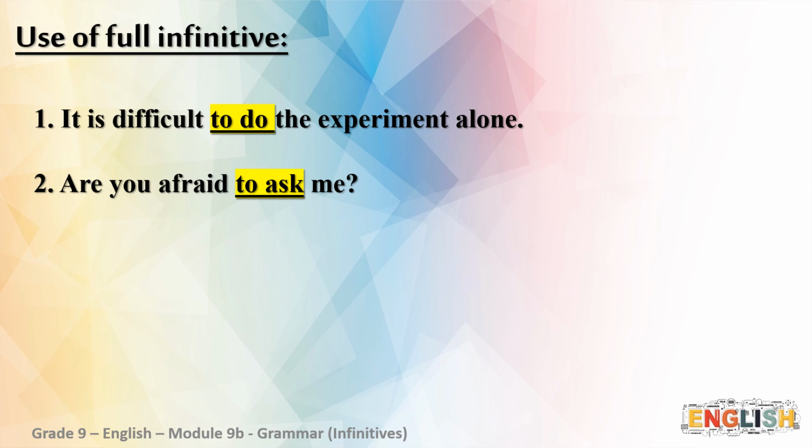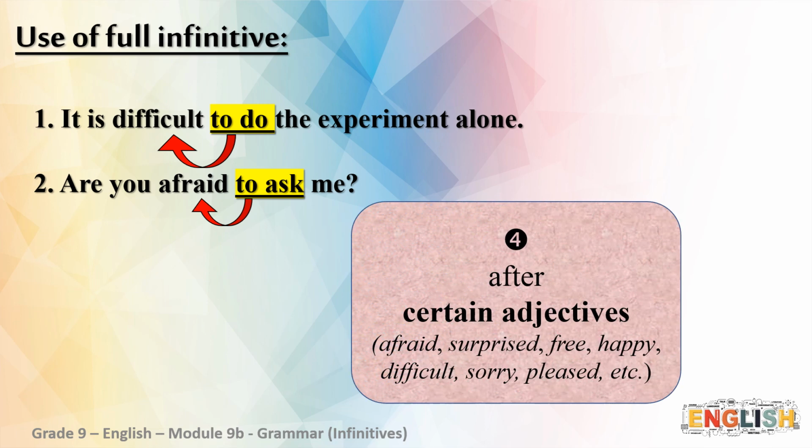Number one, it is difficult to do the experiment alone. Number two, are you afraid to ask me? Now, please have a look at the words just before the highlighted verbs. Number one, we have the word difficult, and number two, we have the word afraid. Now, to what part of speech do these two words belong? Very good. Both of them are adjectives. So we use the full infinitive after certain adjectives. Example: afraid, surprised, free, happy, difficult, sorry, pleased, and so on.